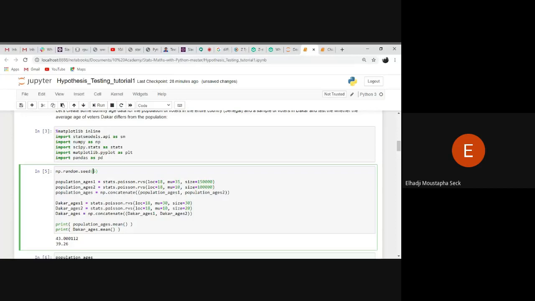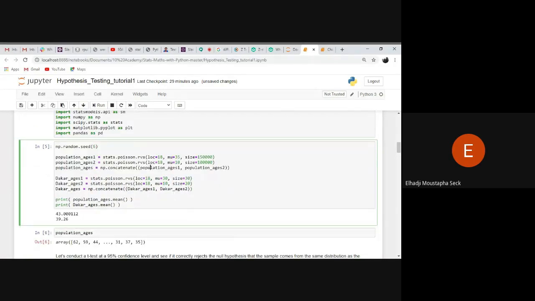The population age one is simulated from the Poisson distribution by specifying these parameters, and the size is 150,000. And here I have the same, but I just change this mu with the same size, and I have concatenated these two data into one data, and I call it the population age. So this is my population age, you see.